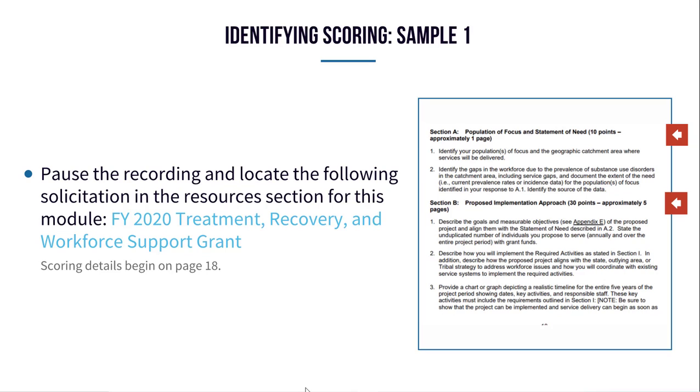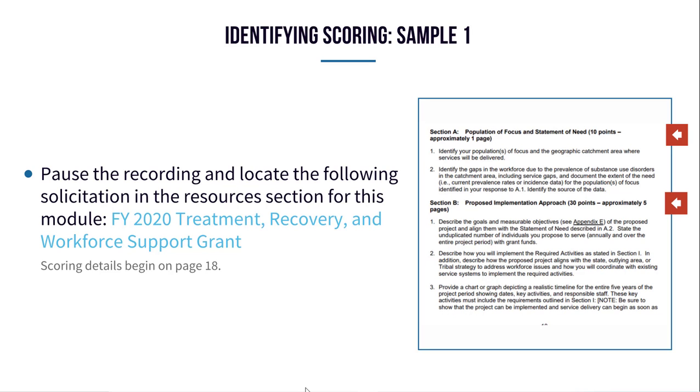Now, in this particular solicitation, they were quite kind and gave you a suggested number of pages. That's pretty unusual. Most of the FOAs are not going to tell you how many pages you should allocate to each section. This one happened to. And so you can see that section A has two questions worth 10 points, and they are recommending approximately 1 page be dedicated to those two questions, and so on.